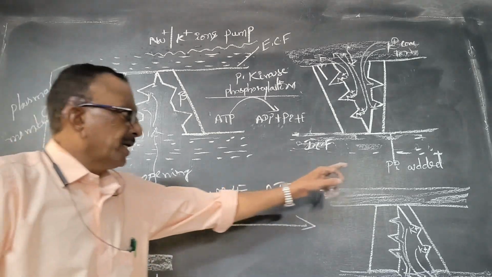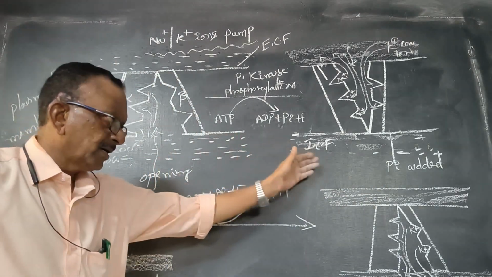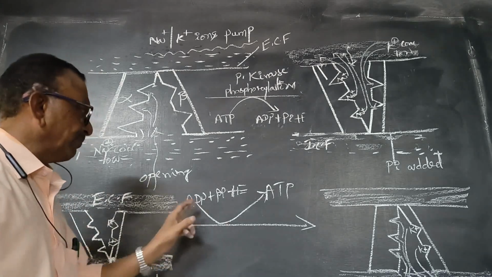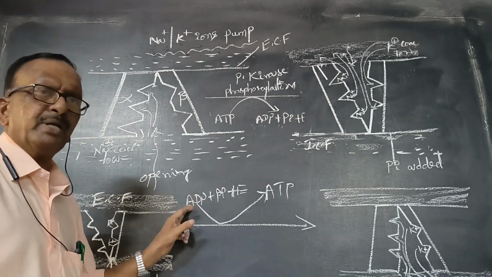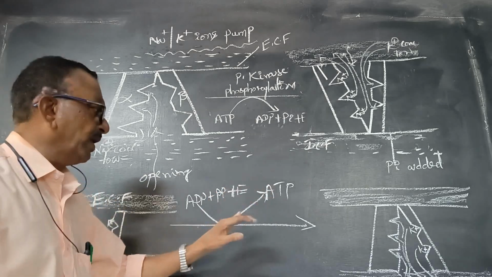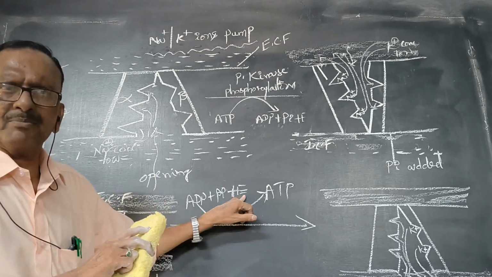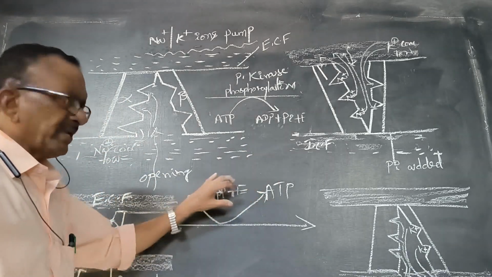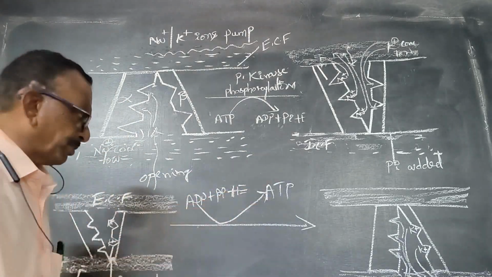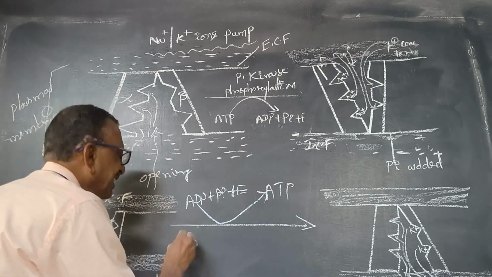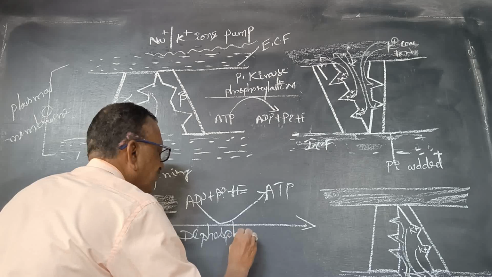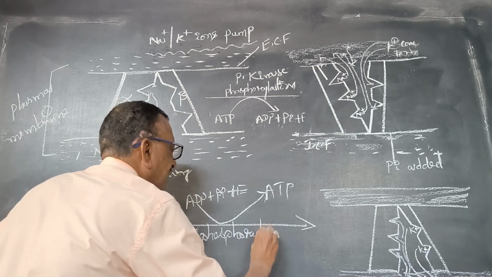So inorganic phosphate is detached from this beta unit, so it will mix with ADP. Then we can get ATP provided energy is supplied. So write like that only. If energy is given, then only we get ATP. Now this process is called the dephosphorylation.